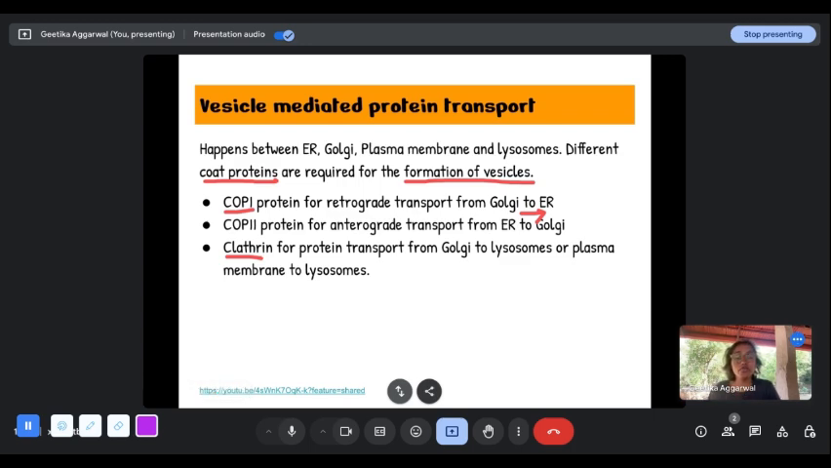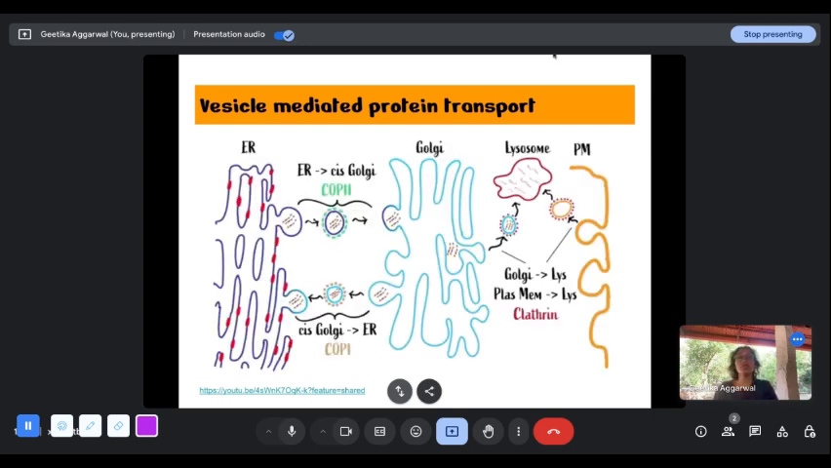As I said, COP1 is for retrograde transfer from Golgi to the endoplasmic reticulum. COP2 is for anterograde transfer from endoplasmic reticulum to Golgi, and clathrin is for protein transport from Golgi to lysosomes or from the plasma membrane to the lysosomes. Okay. Now, moving on, this is an image which shows how vesicle mediated transport happens within the cell.